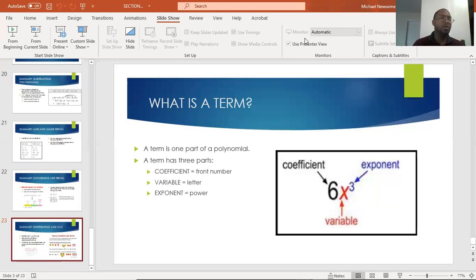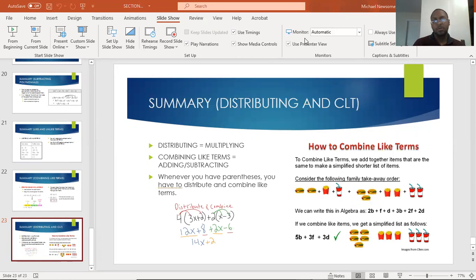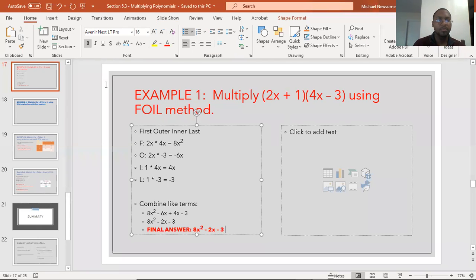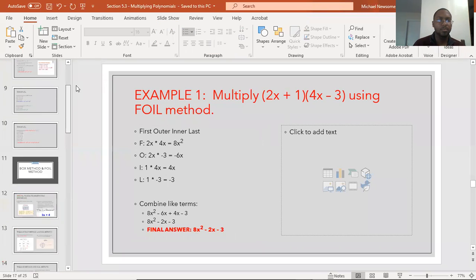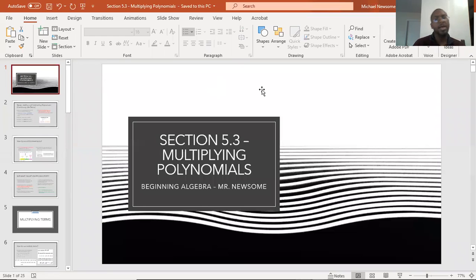So that's what we went over just the other day. 5.2. 5.3 is the last section we're going to have on the test. All right, I'm gonna go through it and make sure that we keep things separated out.